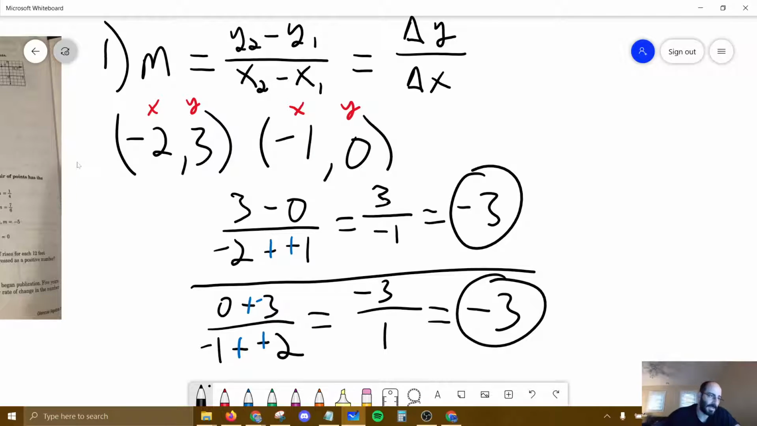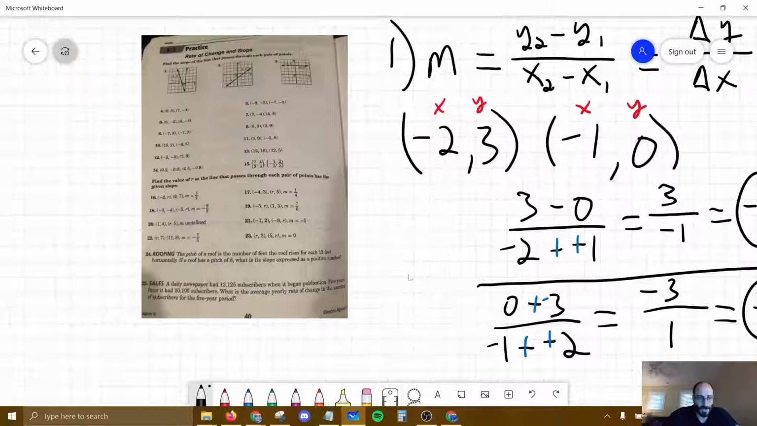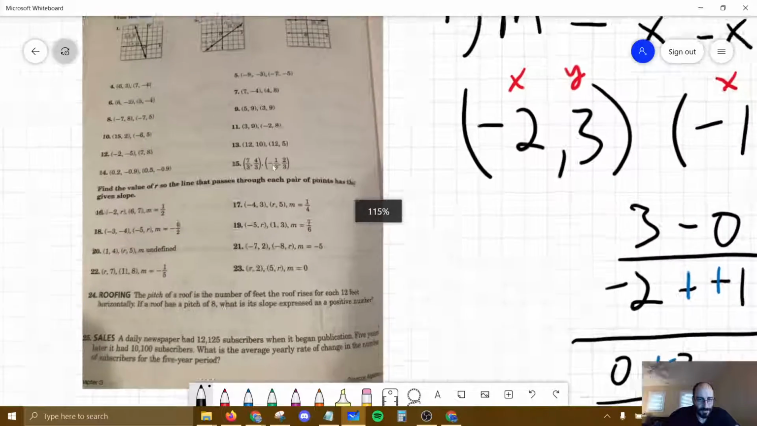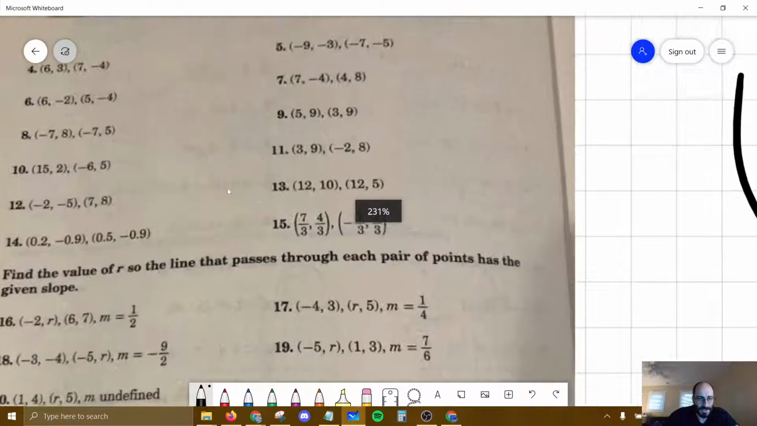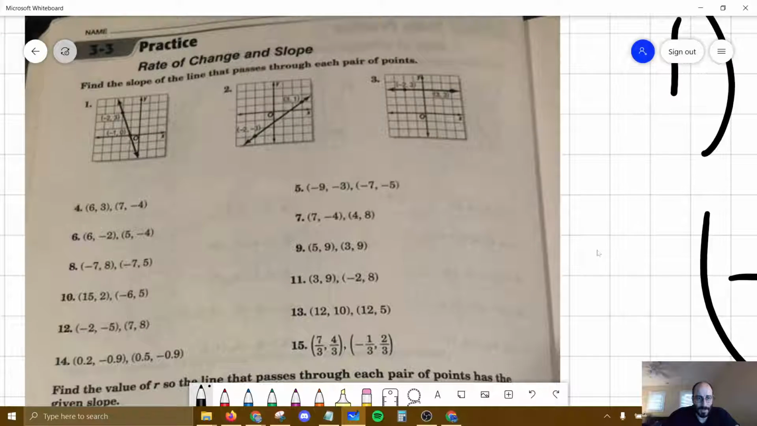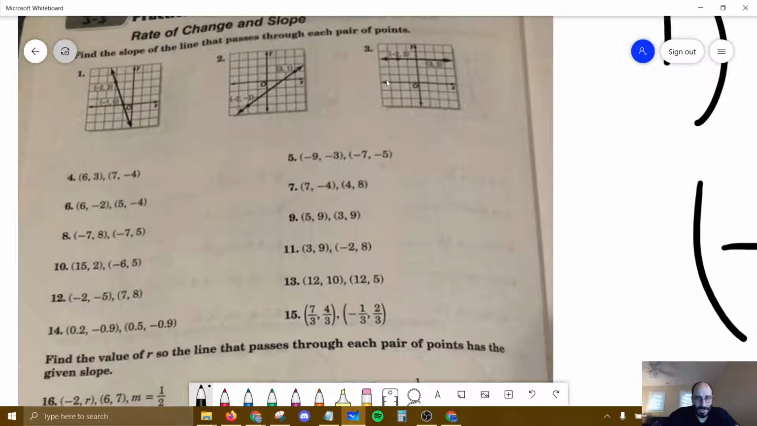If you're going to subtract this point minus this point, you have to do the same for y as you do for x. If you do this one first, 3 minus 0, then you have to do negative 2 minus negative 1. So that's how you do the first 3 with the graphs. All these other ones, number 4 through 15, instead of a graph, they just give you the points. Notice number 3 is a horizontal line here. You should be able to still get a slope for that.